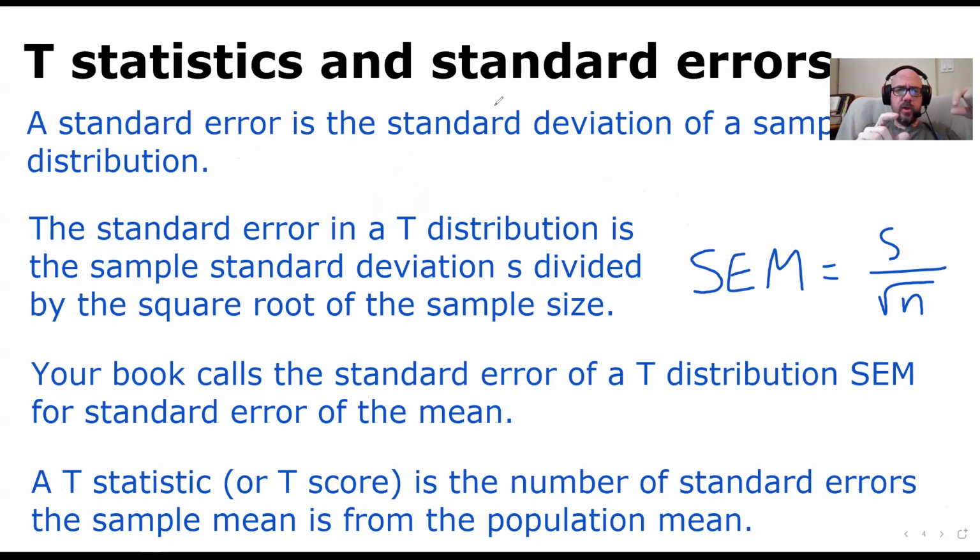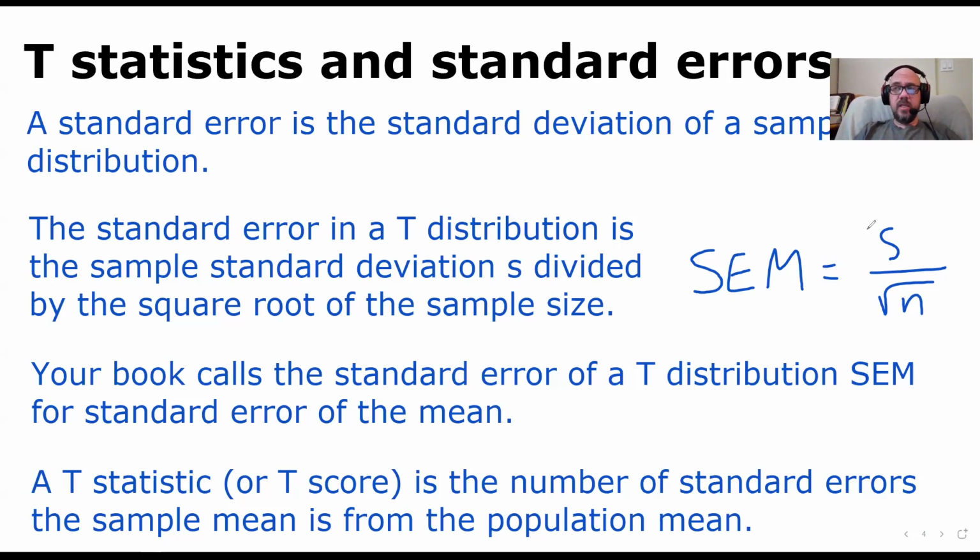All right, so a thing we're going to be doing a lot is calculating a T statistic. That's going to be a thing that we need quite a bit, especially in topic 10 and going forward after that. But a more general thing that we need a lot is a standard error. A standard error is just the standard deviation of a sampling distribution. So instead of saying standard deviation of the sampling distribution all the time, we're just going to say standard error. So the standard error in a T distribution is just s over root n.